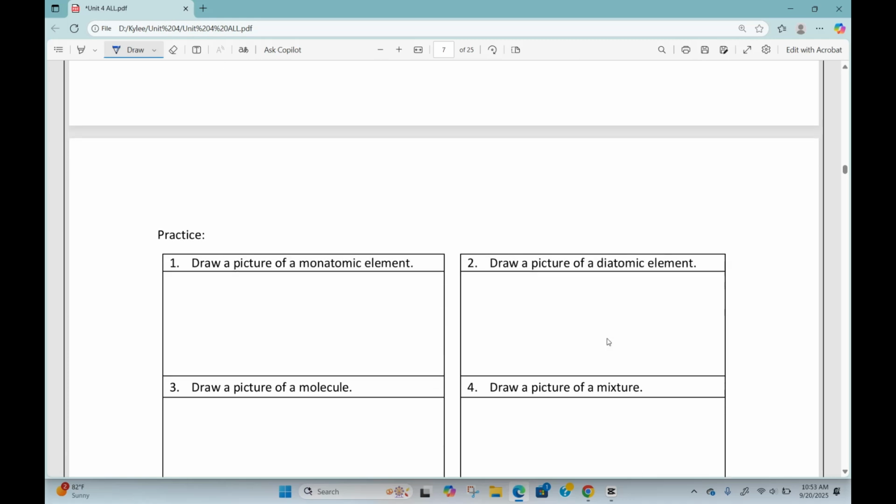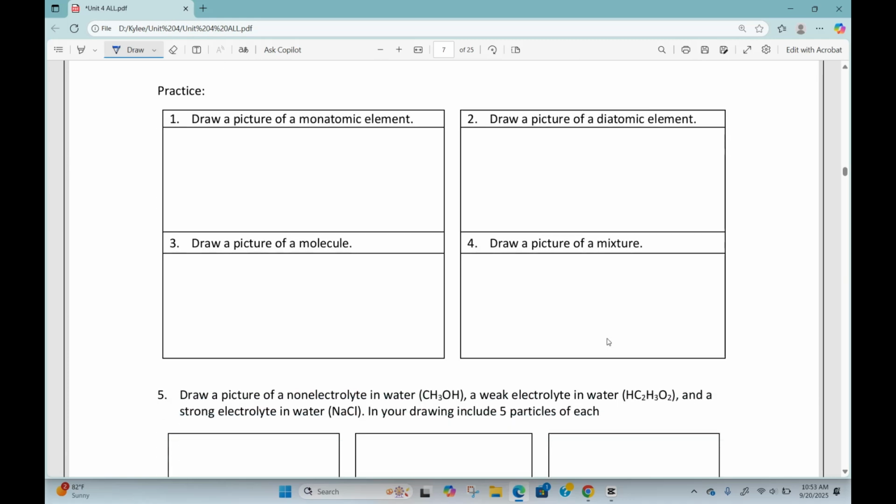So let's look at some practice problems here about representation of particles. In this first example, they want us to draw a monoatomic element, and it doesn't give a specific requirement as far as phase of matter, so I'm going to draw these all as gas phase. If I had a monoatomic element, I would show them all around the same size, and I'm going to use one circle for one atom.